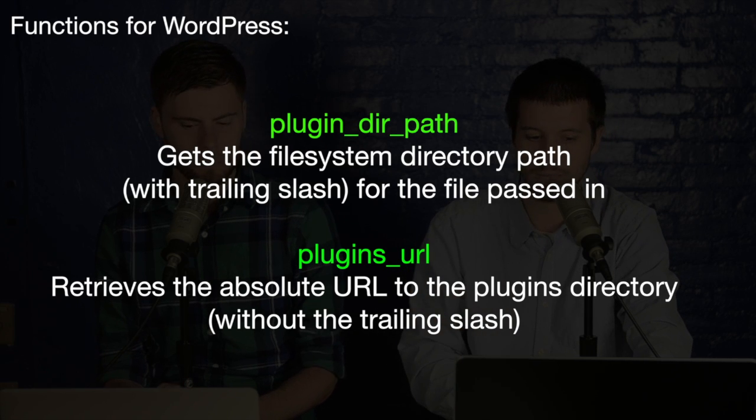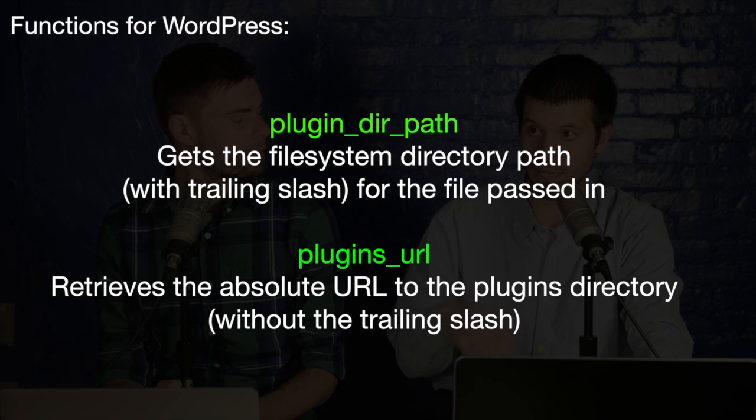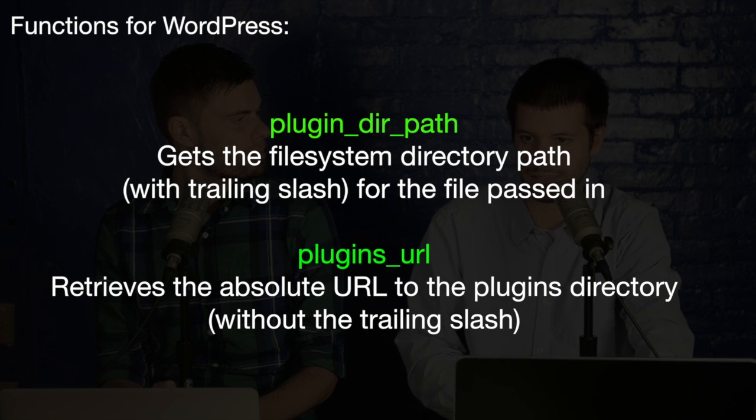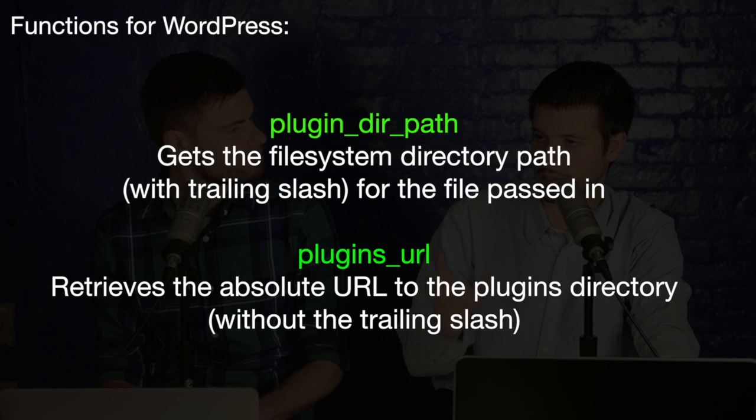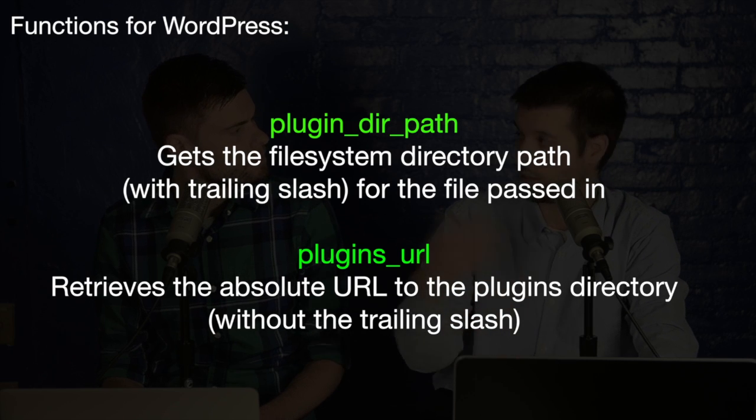The next one is plugins_url, and this simply retrieves the absolute URL to the plugins directory without a trailing slash. So again, it might be useful if you need to, let's say, enqueue a script located inside of your plugin file, and you need to get that directory for use on the front end, to make sure that path is correct.